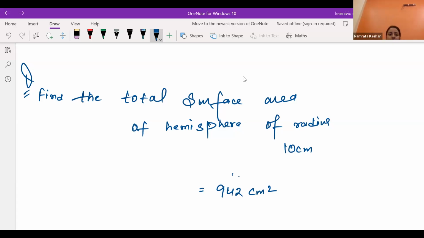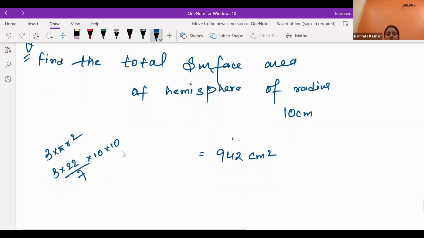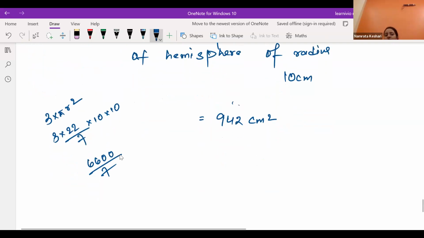Okay, let me check. It is 3 pi r square. So 3 into 22 by 7, r is given as 10, so 10 into 10. If we do the multiplication, in decimal it seems we'll be getting the answer. It will be 6600 divided by 7. So we'll be getting it in decimal. Let me check what the answer will be.